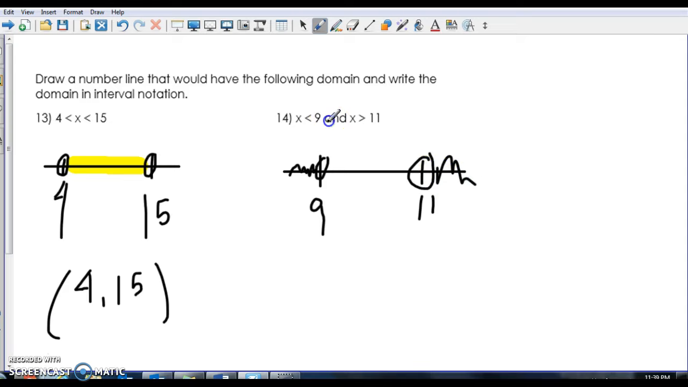And FYI, this was supposed to be an or, not an and. Oh, I hope you're not confused. That was supposed to be an or, I made a mistake.